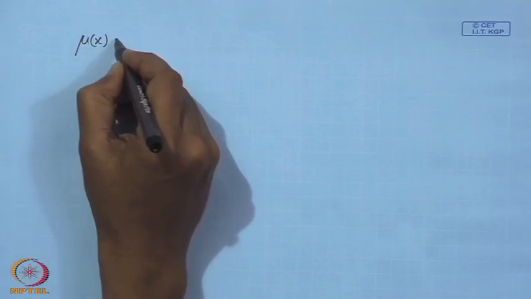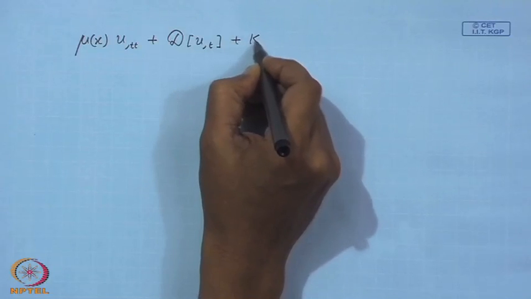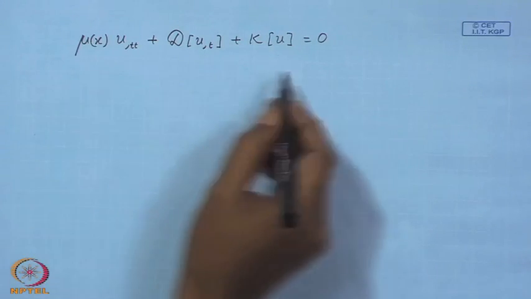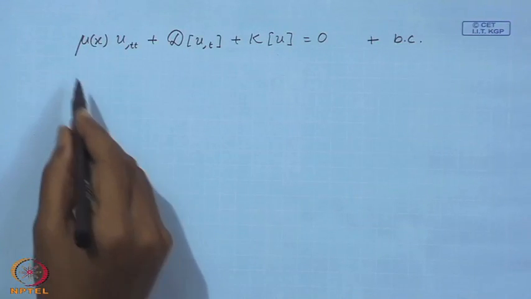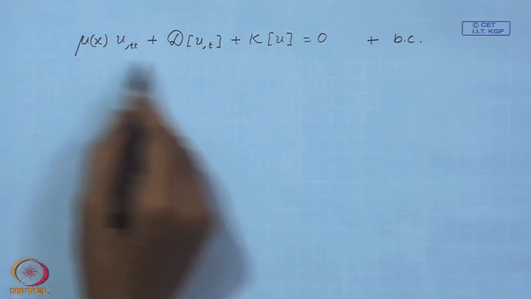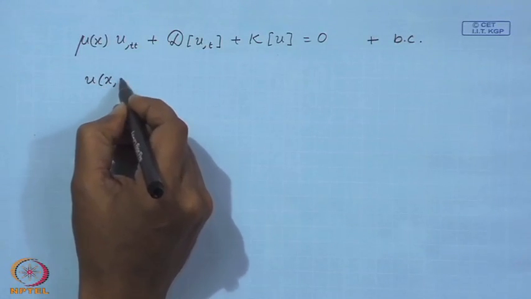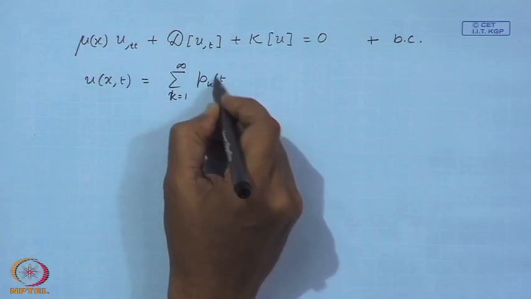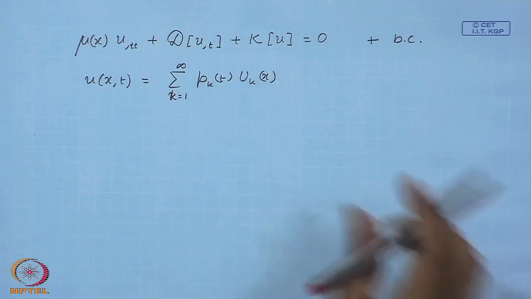Now, let us once again look at this damped system with certain boundary conditions. Along with certain boundary conditions, let us try to find out the solution, or let us discretize this system as we have done before using the modal expansion. So, these are the eigenfunctions of the undamped eigenvalue problem.